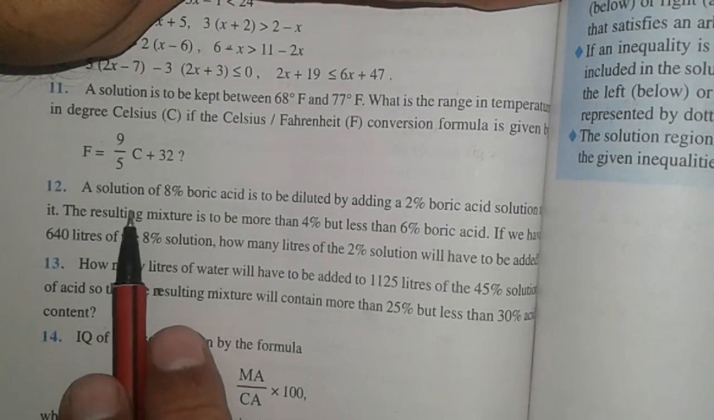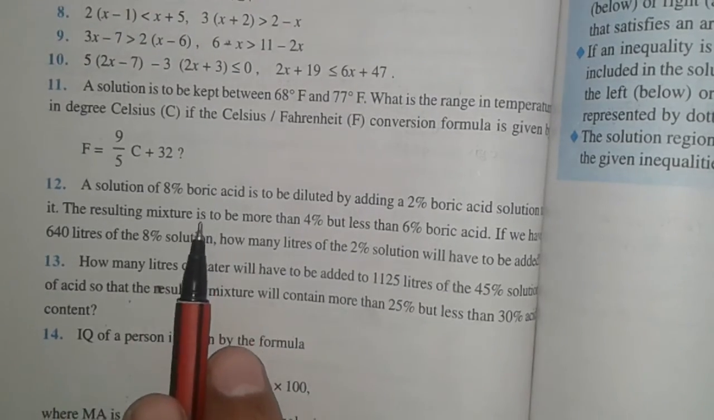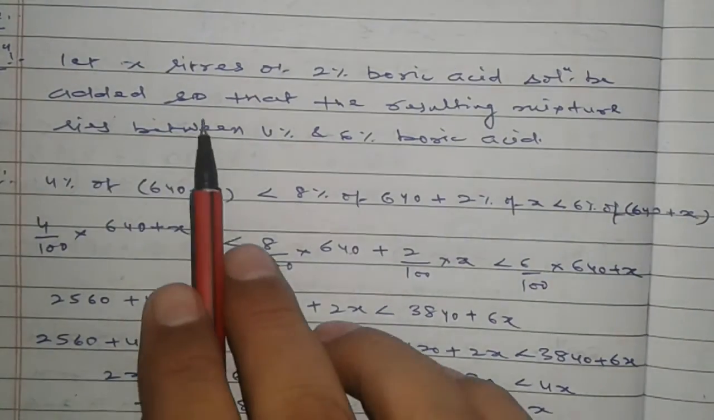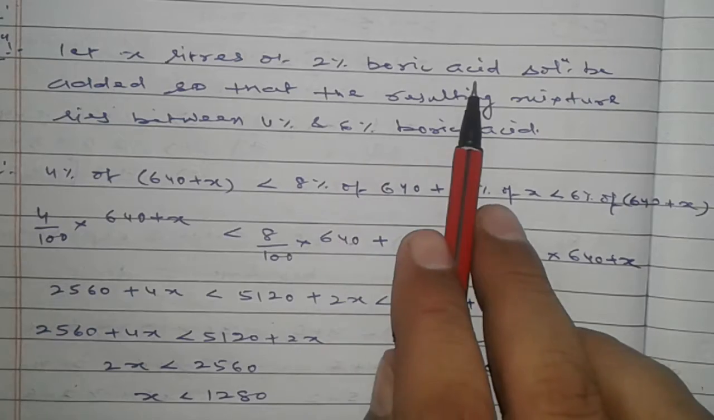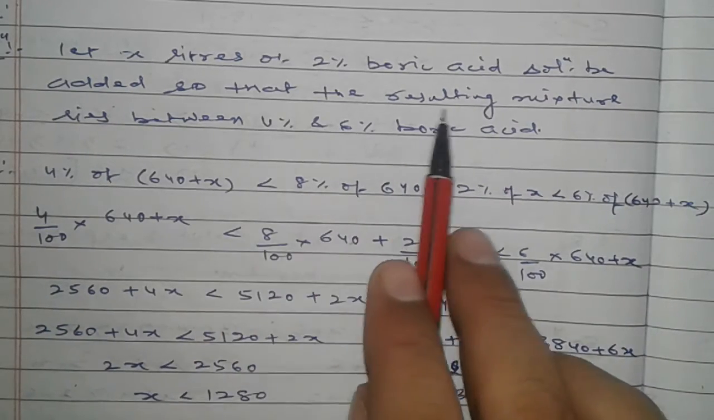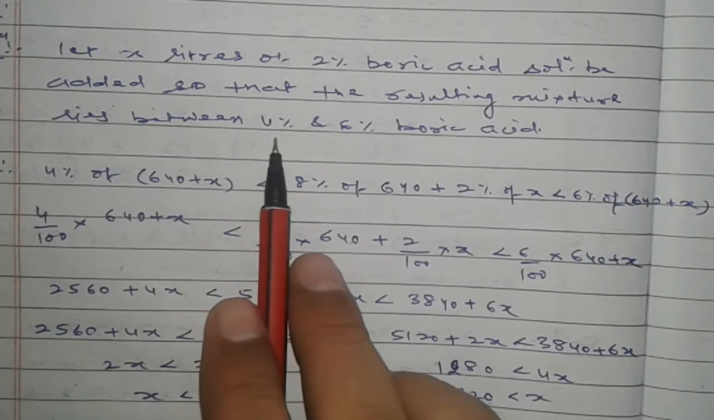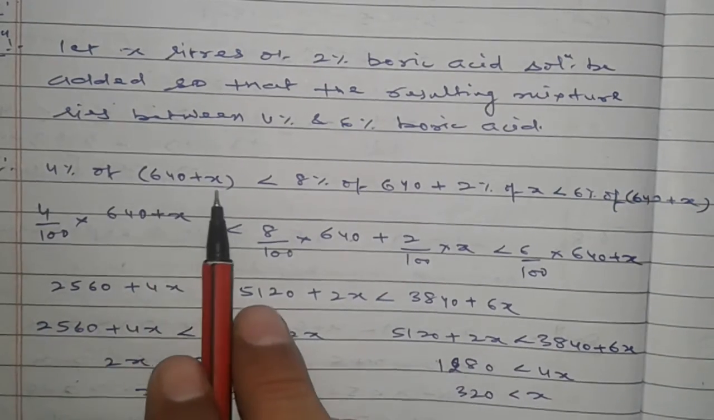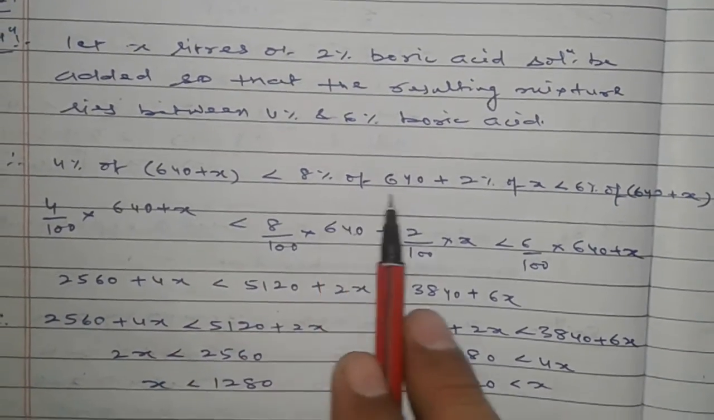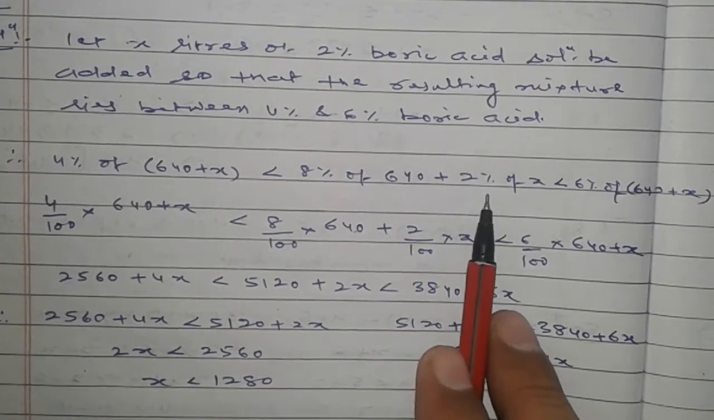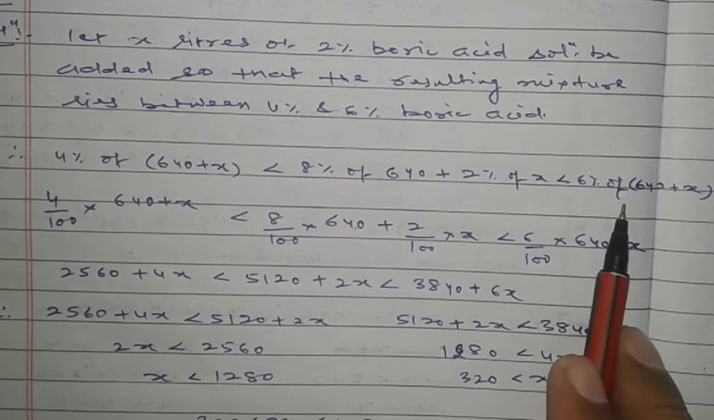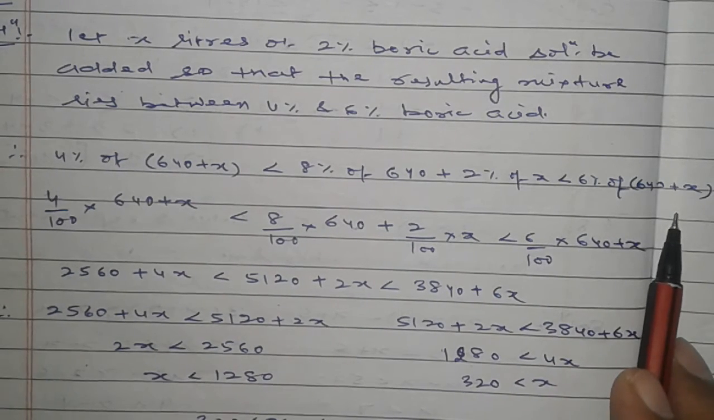Now we have a solution of 8% boric acid. Now see the solution. Let X liters of 2% boric acid solution be added so that the resulting mixture lies between 4 to 6% boric acid. Now 4% of (640 plus X) is less than 8% of 640 plus 2% of X, which is less than 6% of (640 plus X).